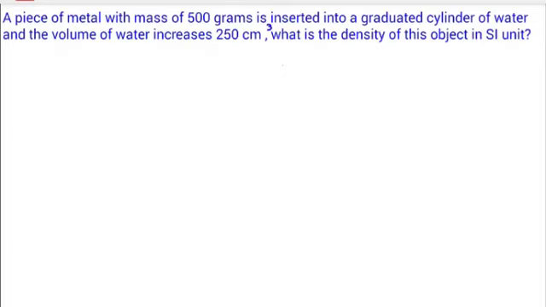Let me bring you the question. A piece of metal with a mass of 500 grams is inserted into a graduated cylinder of water, and the volume of water increases to 250 centimeters cubed. What is the density of this object in SI unit? Oh, let me correct this part. The 3 should be on top of centimeter.